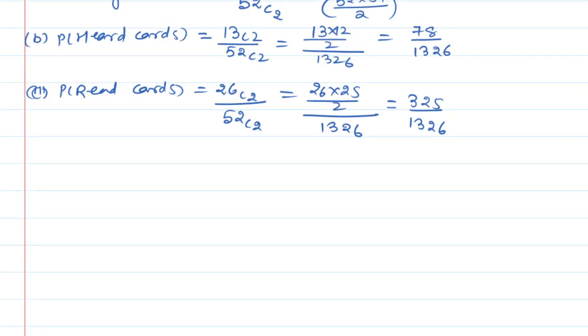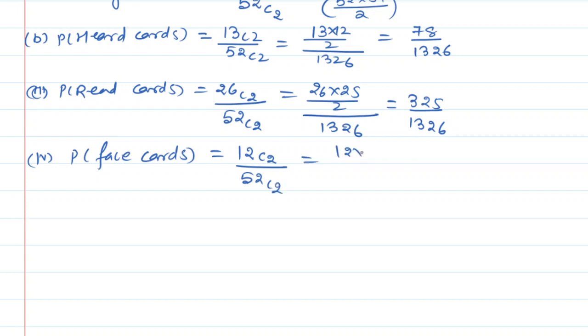Fine. And the last part of the question is, I want face cards. The total number of face cards that we have in the pack is 12. So it is 12C2 upon 52C2. On simplification, I get 12 into 11 upon 2 divided by 1326, which is equal to 66 upon 1326.